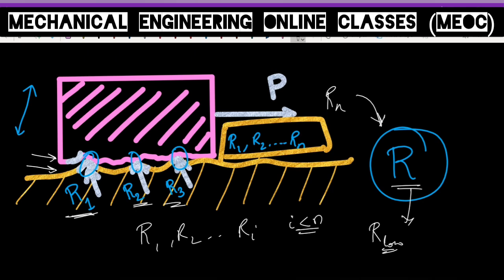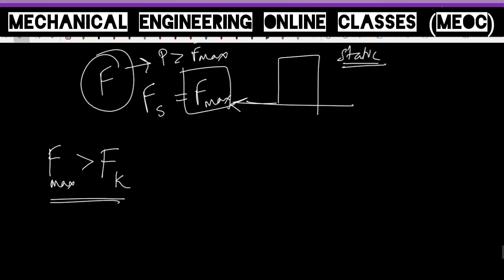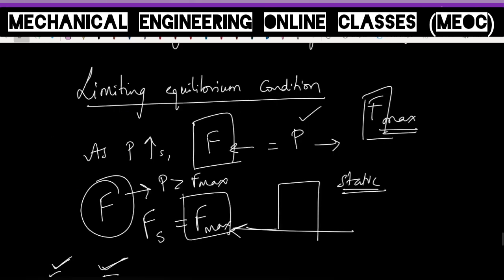There will be a lesser resultant, and friction is nothing but a horizontal component of this reaction. So if this resultant is reduced, the friction also will come down. So that is also reduced. Because of this reason, kinetic friction is always less than static friction.